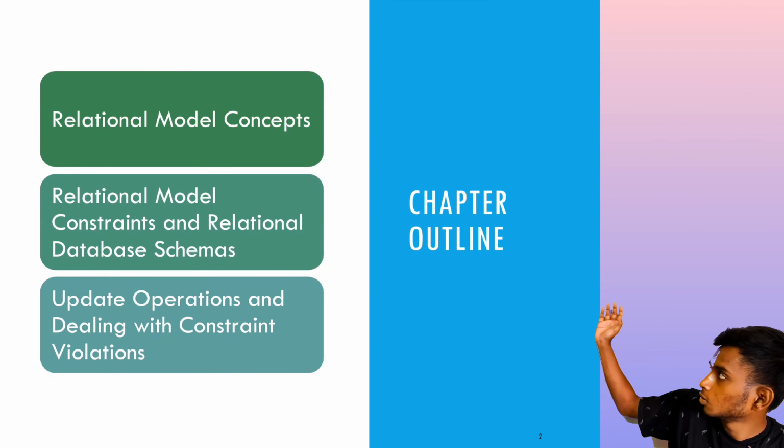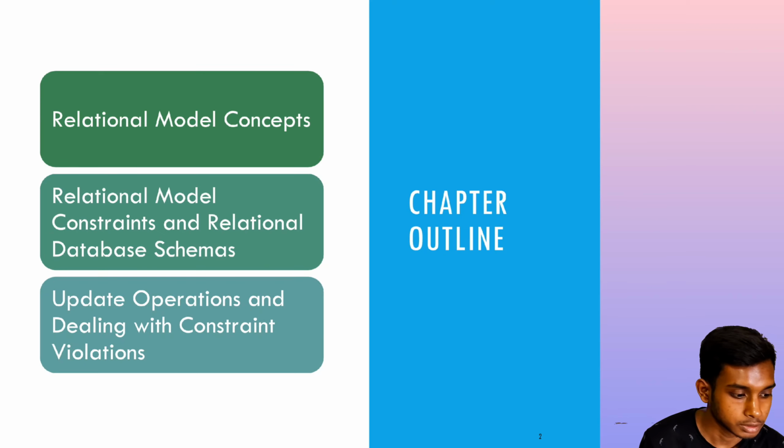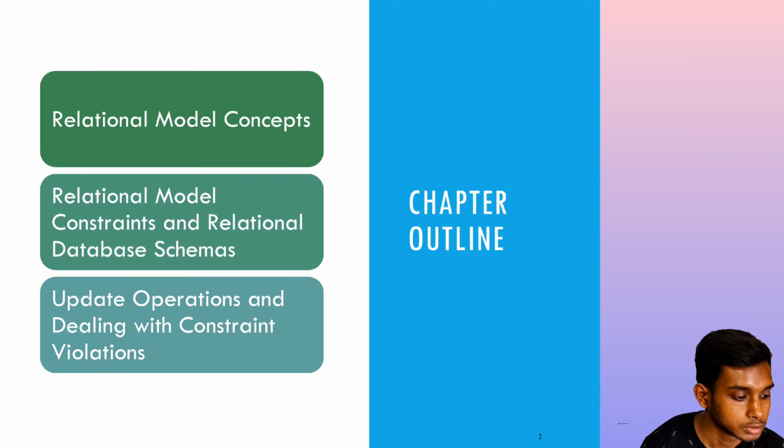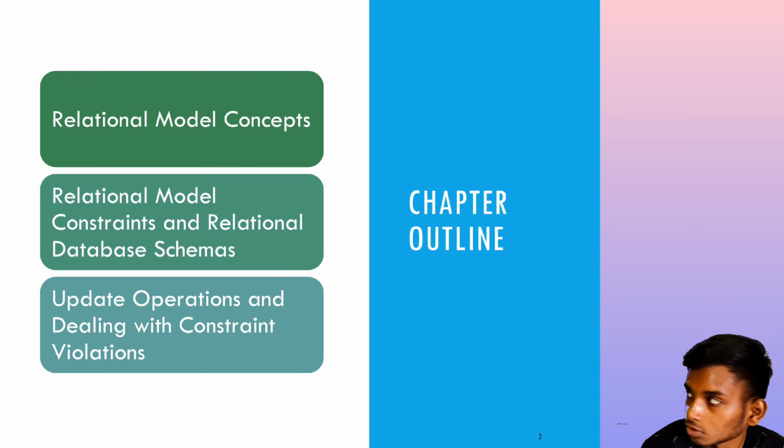Let us first go through the course outline. The first topic will be relational model concepts. The second topic will be relational model constraints and relational database schema. And the last topic will be update operations and dealing with constraint violations.